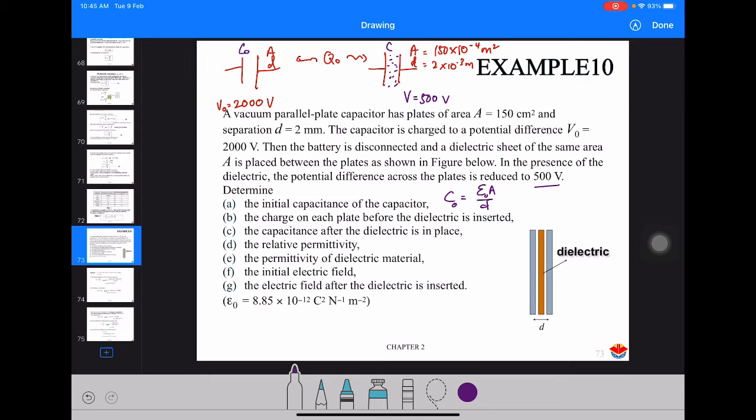Okay, the charge on each plate before the dielectric is inserted. The first one you can calculate, you use epsilon naught 8.85 times 10 negative 12, A you can substitute 150 times 10 negative 4, D 2 times 10 negative 3. Once you get those values, you get C naught, and you can calculate the charge on each plate using C equals Q over V. If you are talking about Q naught, you have to use V naught and C naught. So V naught is given as 2000, C naught is the one that we calculated just now, and Q naught, which doesn't change for the first and second part, we can find straight away. Okay, I'd like to repeat that this one is a constant.